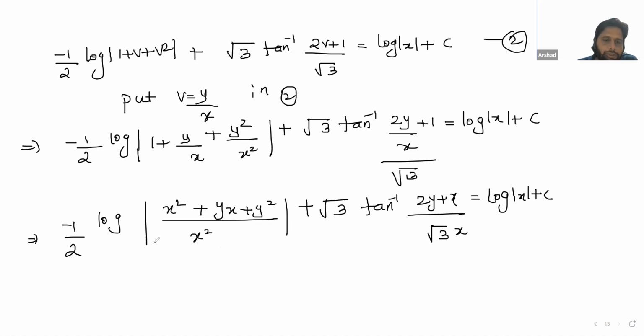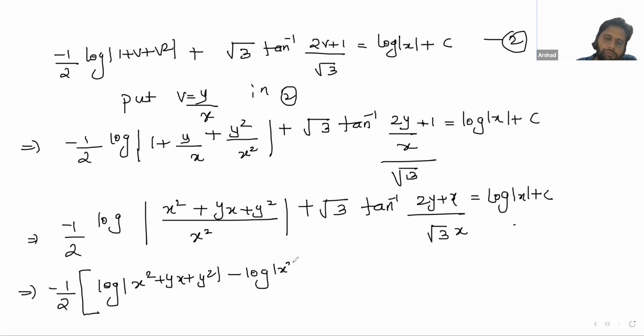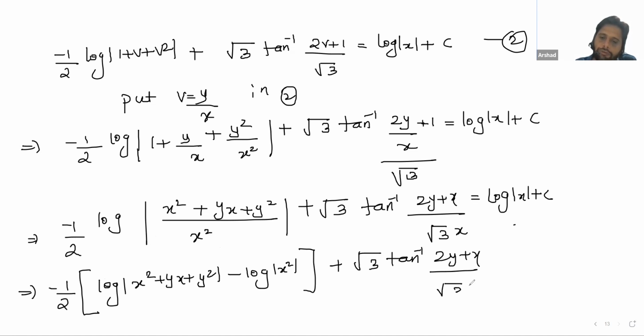Now this log square and this one can be cancelled out. Okay, so we will further simplify this. It is minus 1 by 2, and here we have log. We will apply here the property of log. x square plus yx plus y square minus log mod x square plus root 3 tan inverse 2y plus x by root 3x is equal to log mod x plus c.